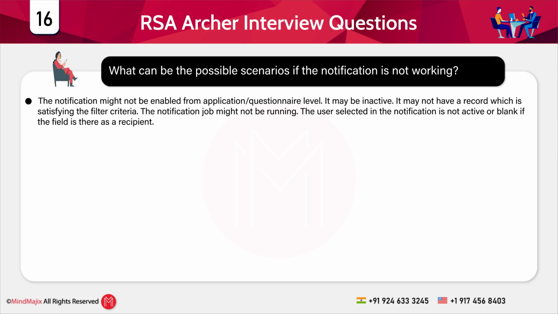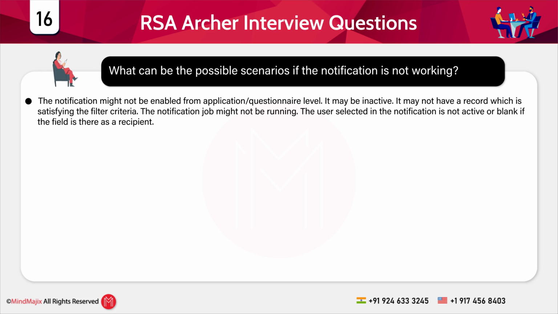It may be inactive. The notification has two statuses, active and inactive. It may not have a record which is satisfying the filter criteria. So maybe the filter criteria says that this notification should get triggered when the overall status is submitted. But the record has the overall status as in progress. So you need to be careful.